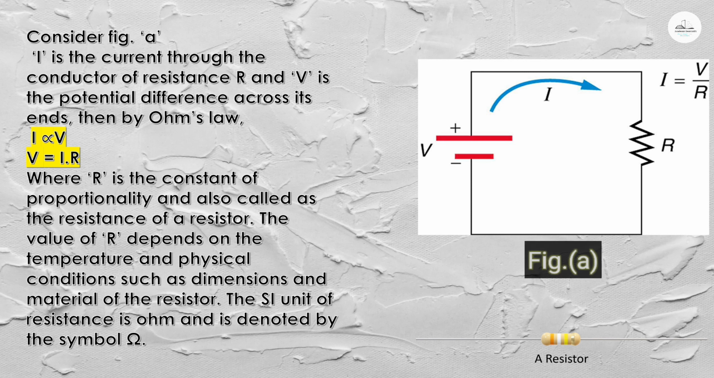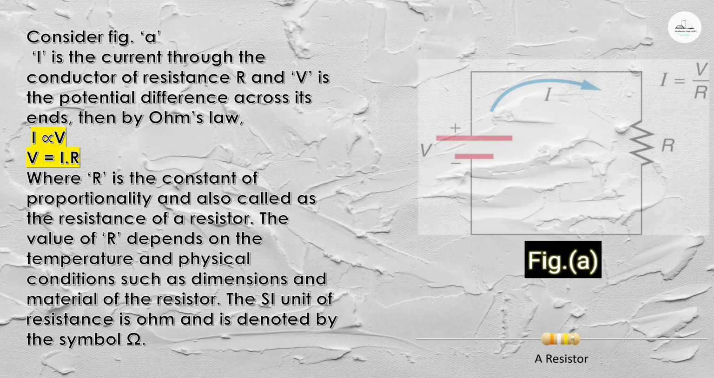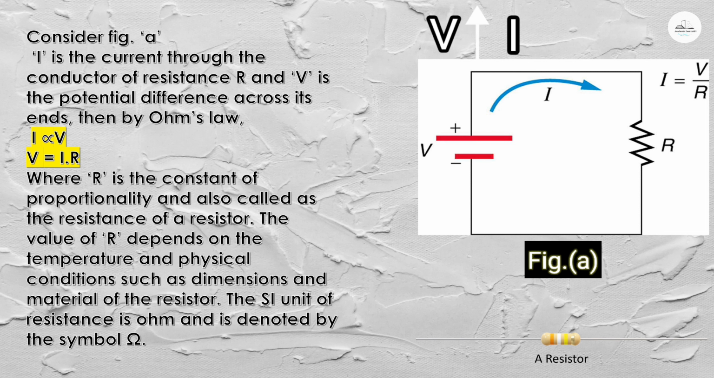Consider figure A. I is the current through the conductor of resistance R, and V is the potential difference across its ends. Then, by Ohm's law, current I is directly proportional to the potential difference V. That is, if the potential difference across the conductor increases, the current through the conductor will also increase.